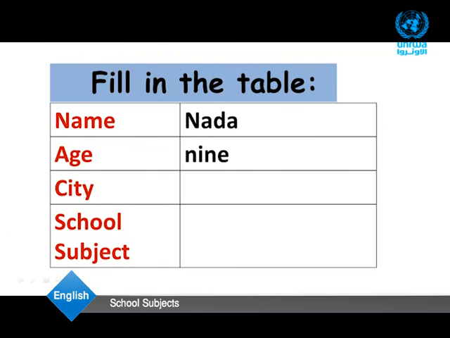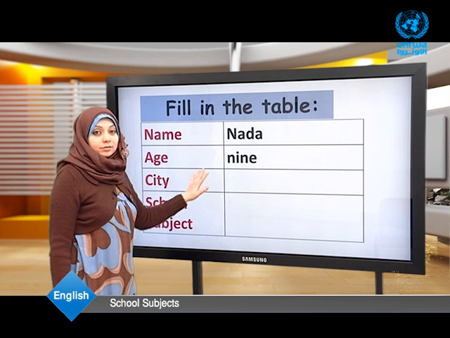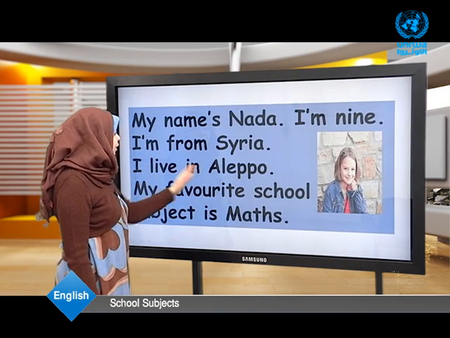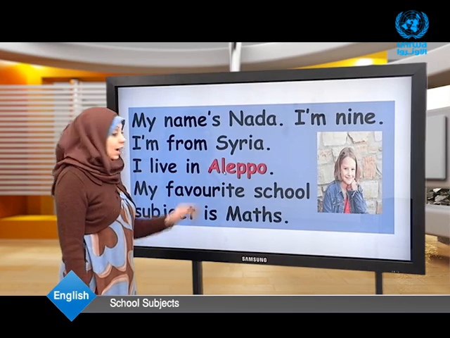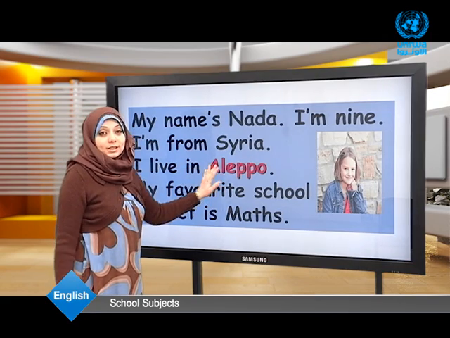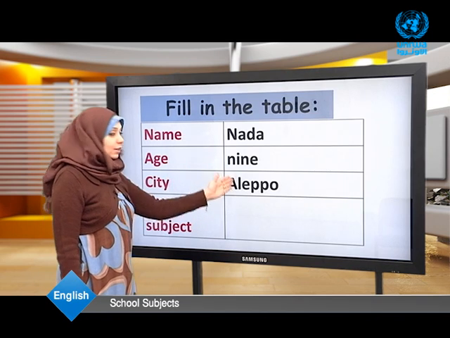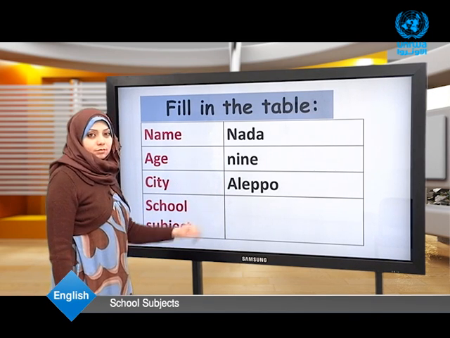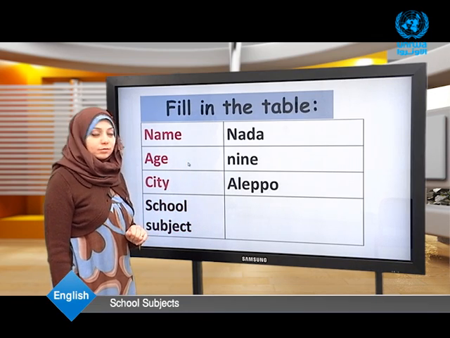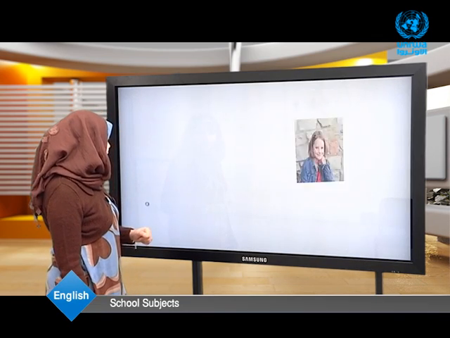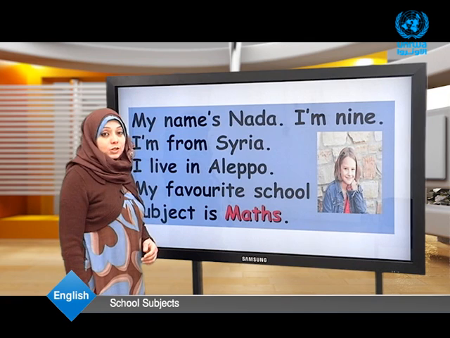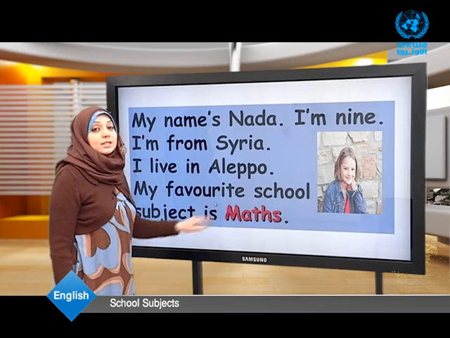Thank you very much. Here we have city. Where does she live? Let's see. Okay. I live in Aleppo. Aleppo is a city. So here the correct answer. And the last one, school subject. What's her favorite school subject? Let's see. My favorite school subject is maths. So her favorite school subject is maths.